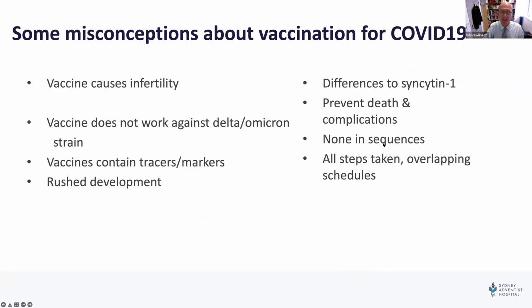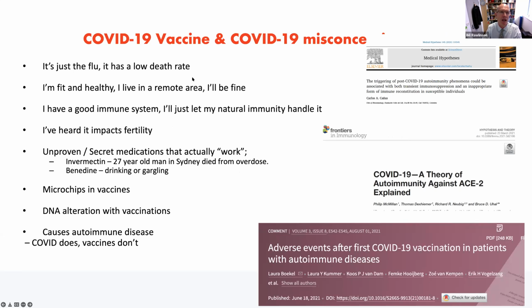There's a lot of misconceptions about vaccines. I won't go into all of these because we're getting towards the end, and I'm happy to take questions. But basically, the vaccines don't cause infertility. They do work against Omicron and Delta, probably not as effectively, but if you look at the clinical outcome, it's probably almost as good. They have been rushed, but the number of people involved in trials have been greater than any other vaccine ever trialled. COVID itself is not the flu.